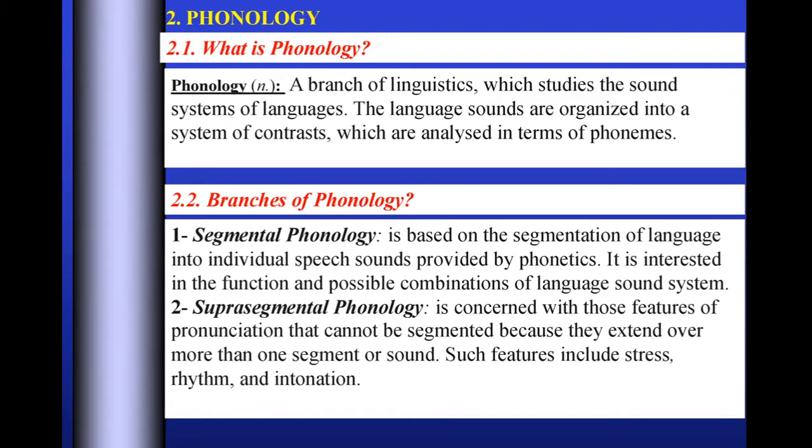Branches of phonology. In phonology, we have two branches, segmental and suprasegmental. The segmental phonology is based on the segmentation of language into individual speech sounds provided by phonetics. It is interested in the function and possible combinations of the language sound system. Suprasegmental phonology is concerned with those features of pronunciation that cannot be segmented because they extend over more than one segment or sound. Such features include stress, rhythm, and intonation.